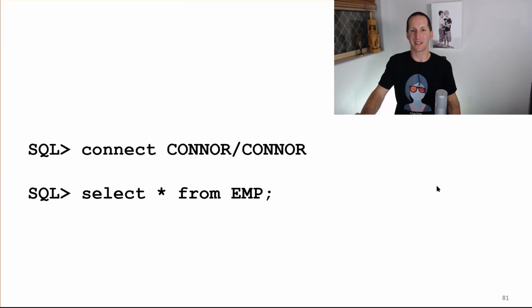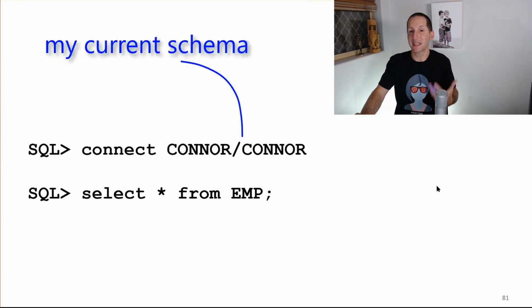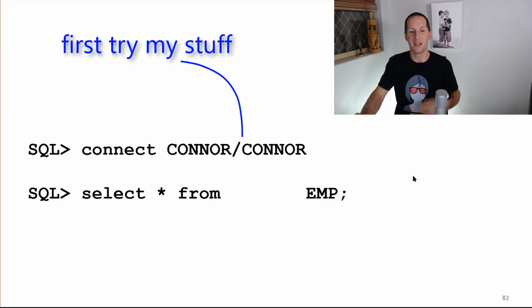When I connect as a username called Connor, it's my current schema. That makes sense. I connect as Connor, therefore my schema is Connor. So when I do select star from emp, what I'm implicitly doing is I'm trying to first try stuff in my schema, Connor.emp. That's the thing I'm looking for first.